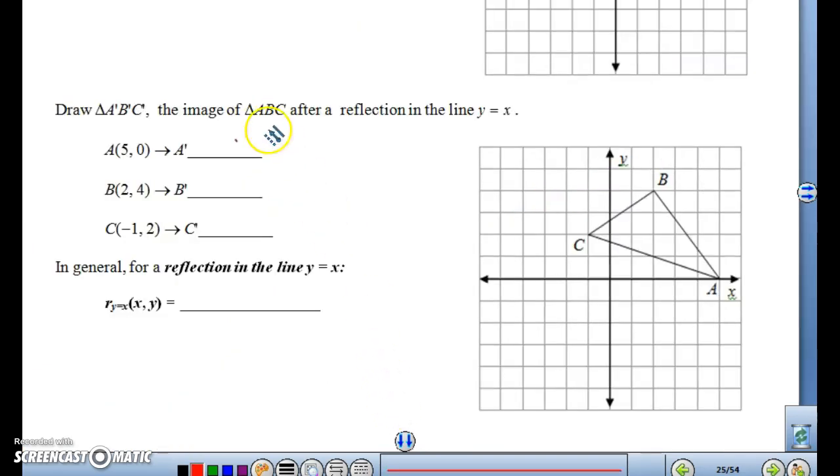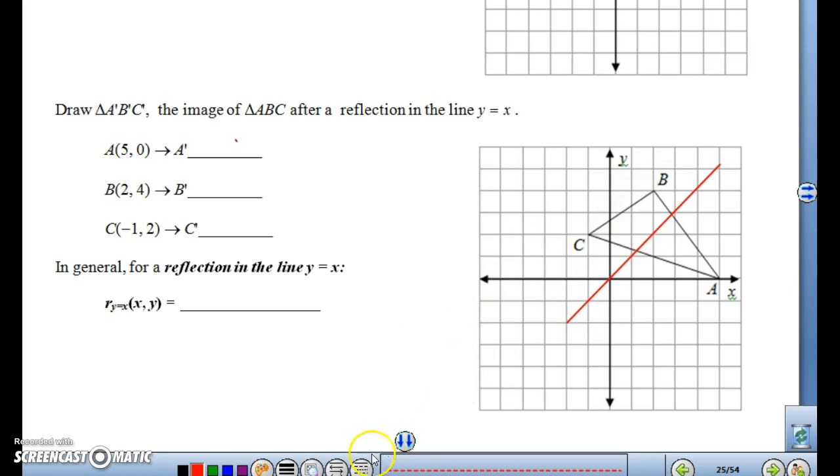All right, the last one we're going to do is the image of ABC after reflection of the line y equals x. Remember, the line y equals x has a y-intercept of 0 and a slope of 1, so it's going to split the quadrant in half, like so, and we want to fold on that line. Now, this is a little hard to see when you're doing it, but once you know the rule, it's a lot easier. I'm going to do B first. It's a little easier to see.